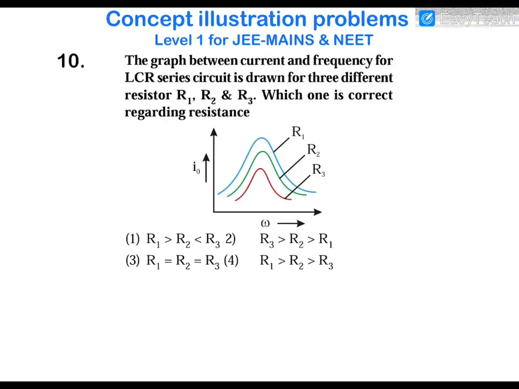In this question, you can see that there are three resonance curves. You can see the three curves, and the peak of all three curves is different. And we know that the peak of the resonance curve is I naught max, and I naught max is V naught by R. So the graph which has the peak at the lowest will have the greatest resistance. So R3 will be greatest, then R2, and then R1. So the correct option will be option B. Now we move on to the next question.